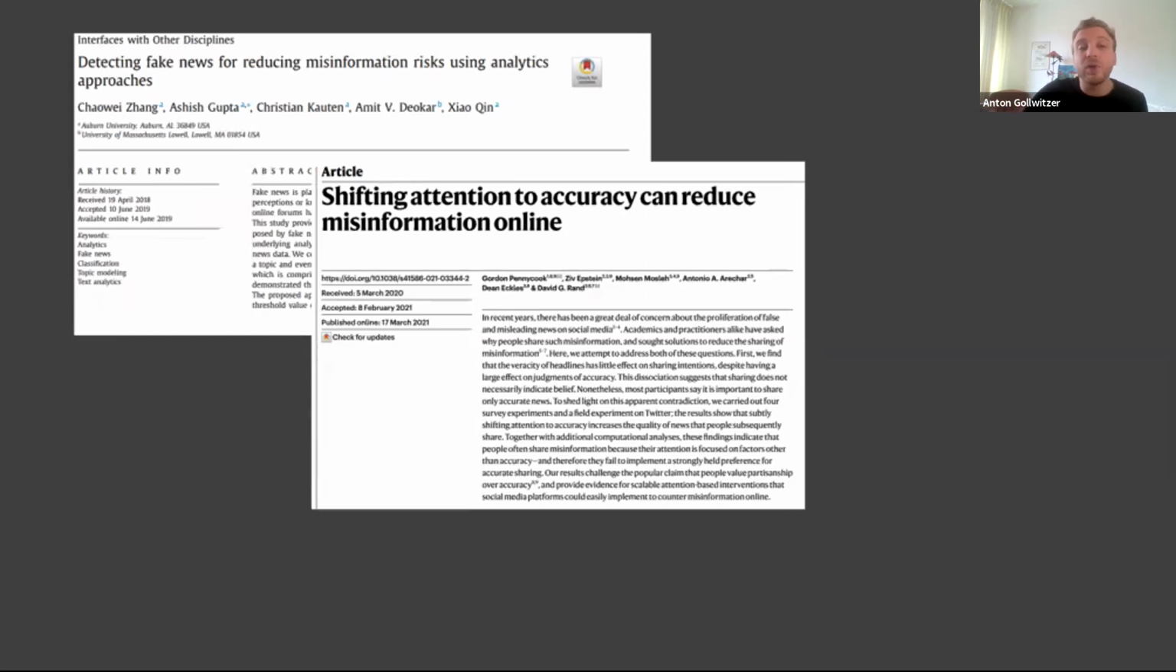That can help people reduce the sharing of misinformation online. You can do this in different kind of cool ways.